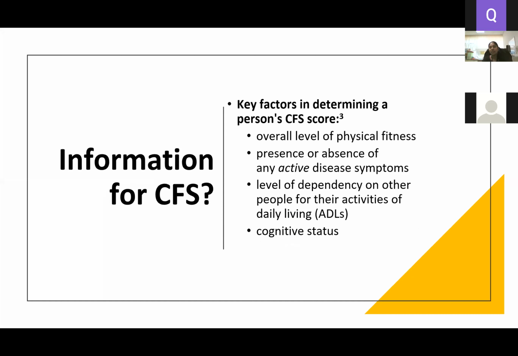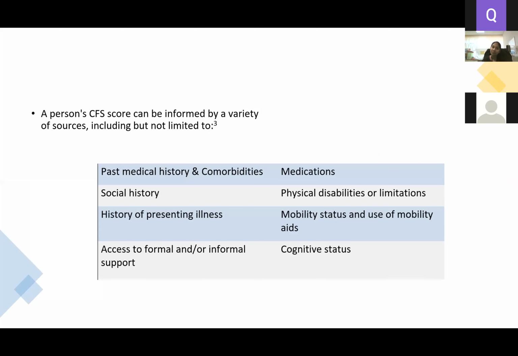So what information do we need to use the CFS tool? What we need to know is about their physical fitness, whether there are any active disease symptoms, what their level of dependency is, and what their cognitive status is. And all this information we can get from history. What's the history of presenting illness? What's the past medical history? What are their comorbidities? What's their social history? What medications are they taking? Do they have some limitation in their physical status? Are they using any mobility aids? What's their cognitive status? And what is their support system in the house?